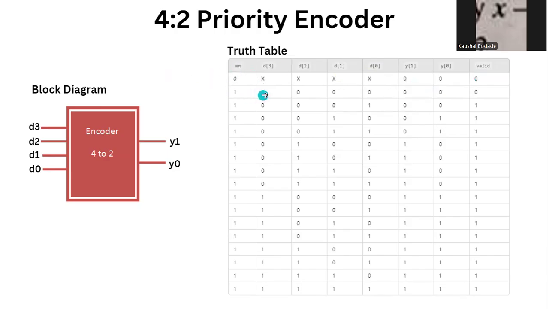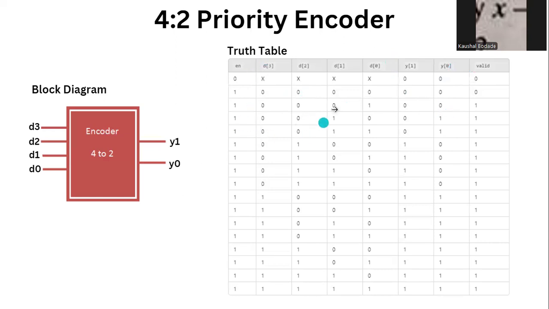If En is 1 and all the others are 0, then y1 and y0 will also be 0, meaning if inputs are 0, output will be 0. If En is 1 and d0 is 1, and d1, d2, d3 are 0, then y1 and y0 will be 0 in any case.